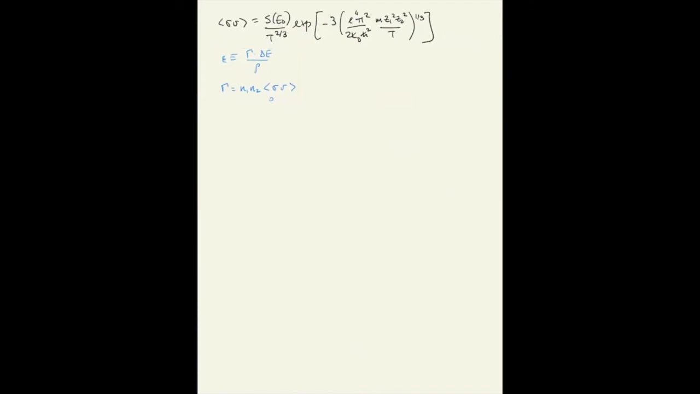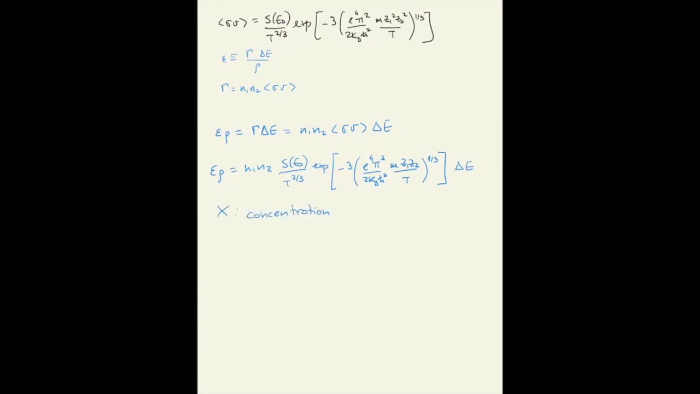So we can finally plug this into gamma to find epsilon. Epsilon rho, which is gamma delta E, is n1 and 2 times the average of sigma v times delta E. And since you already found sigma v, now we can also define the concentration as a mass fraction of nuclei. So X is a concentration of a reactant. So define that the number density is equal to the density times the concentration over the atomic mass unit. So if you group and substitute for the concentrations, you find then the expression for the nuclear burning rate.